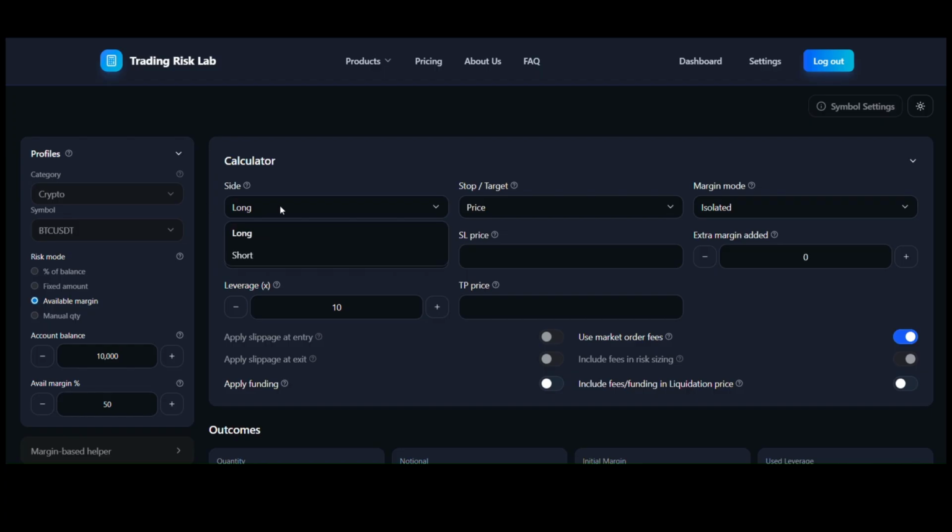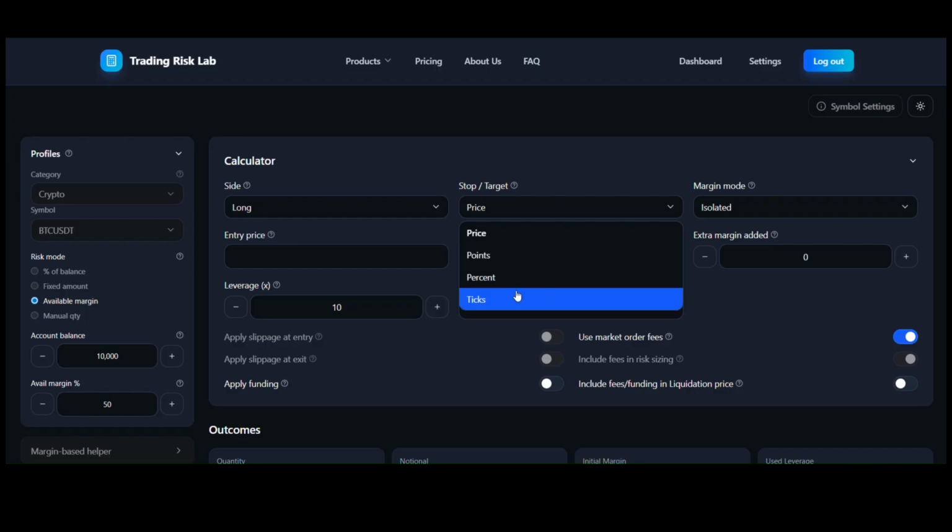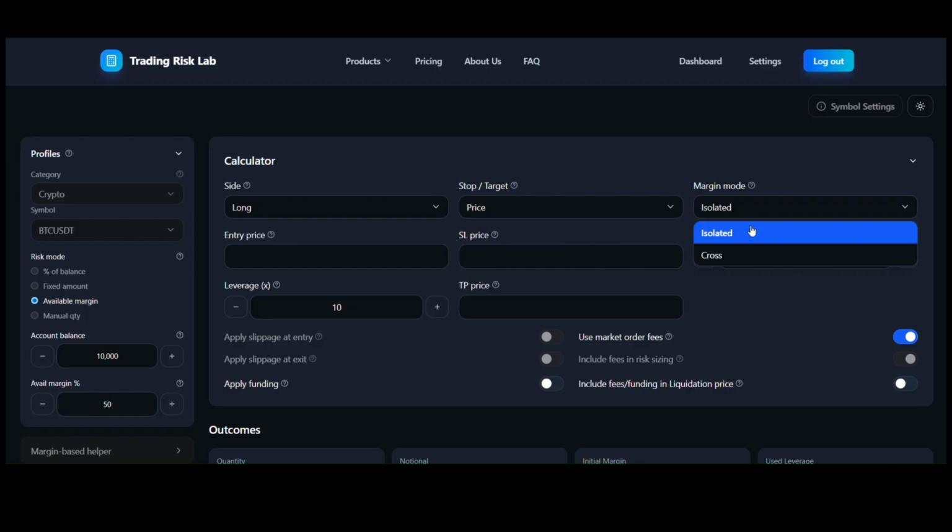For direction, we select long. Stop and target are set to price, which means we define our stop loss and take profit using exact price levels, but you can also find other options there. Margin mode is set to isolated, so only the margin assigned to this position is at risk. You can also add extra margin to push your liquidation price further away.